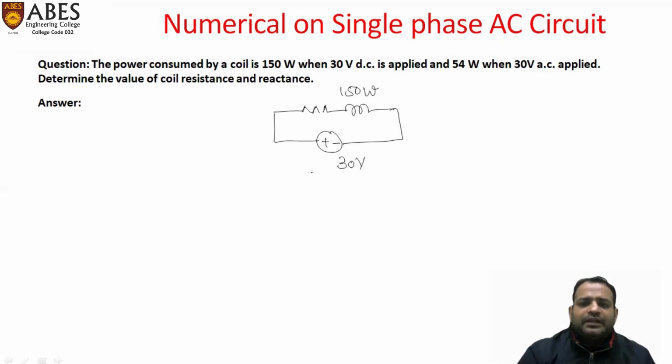When we are operating the circuit using DC, the inductive reactance XL is equal to 2 pi FL, and the frequency of DC is 0. So XL is not counted, and the circuit has only R.